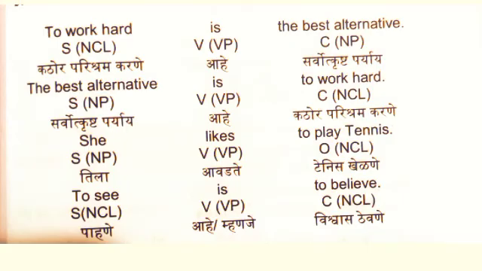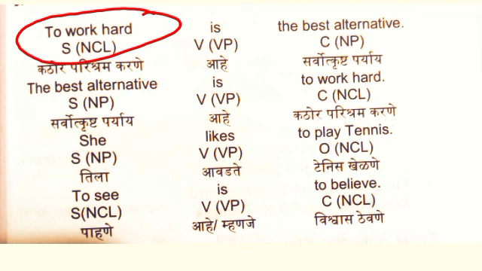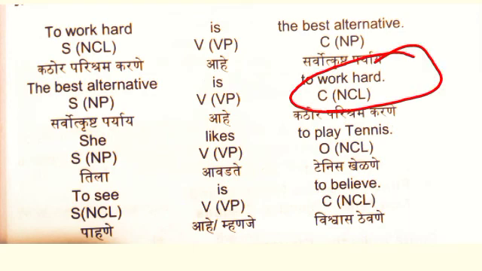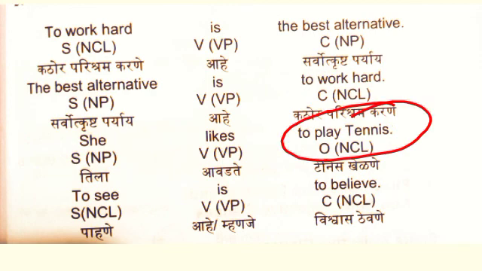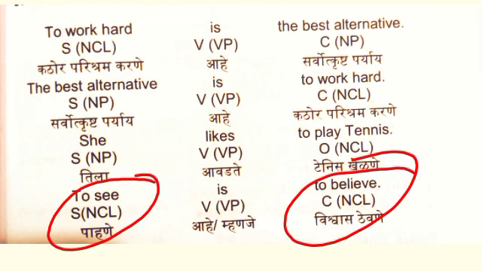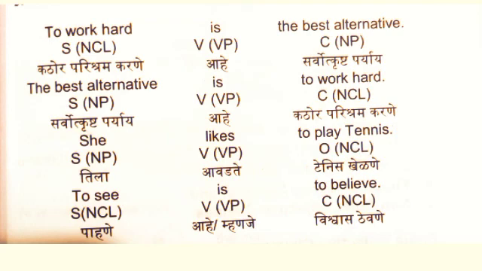Let's have a look at these four sentences hurriedly. The first is, to work hard is the best alternative. "To work hard" is the subject and it is an infinitive clause. In the sentence, best alternative is to work hard, "to work hard" is again a noun clause and it is an infinitive clause, but here it is functioning as the complement. In the sentence, she likes to play tennis, "to play tennis" is an infinitive clause, but here it is functioning as the object. And in the sentence, to see is to believe, "to see" is the subject and "to believe" is the complement, and both of them are the nominal non-finite infinitive clauses.